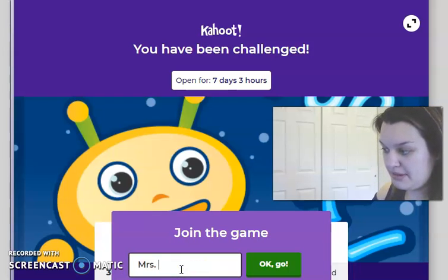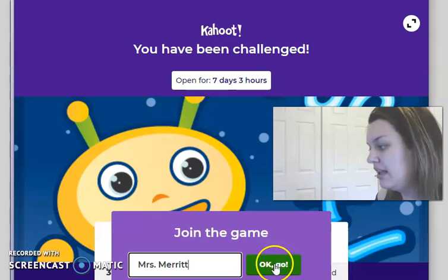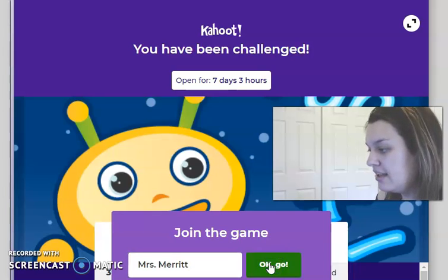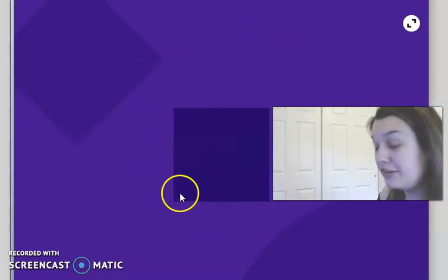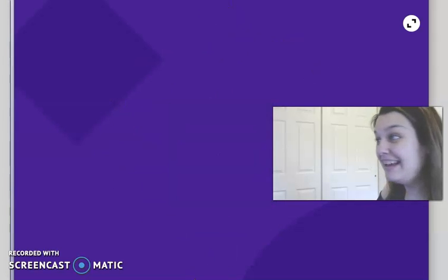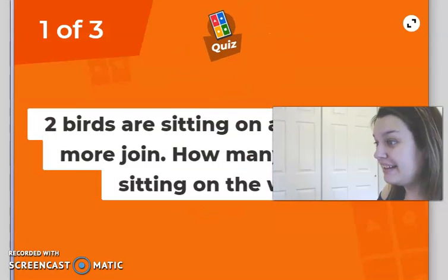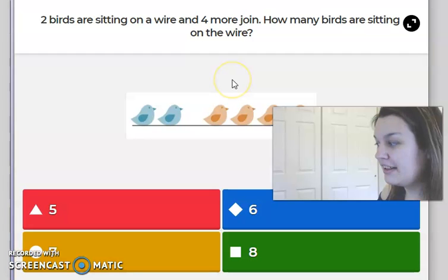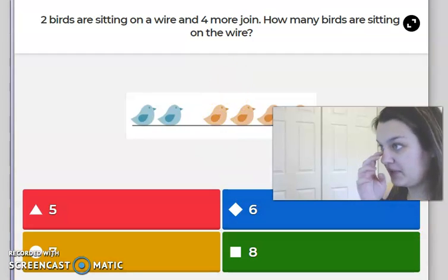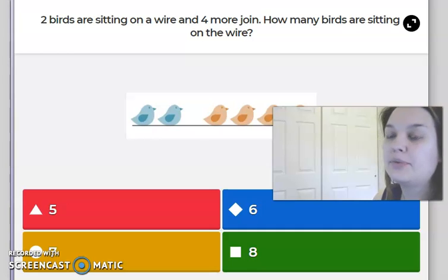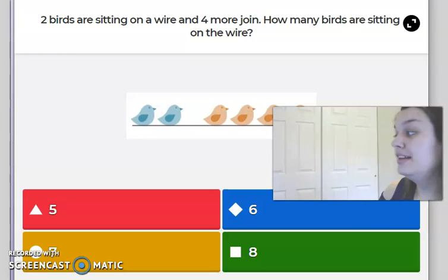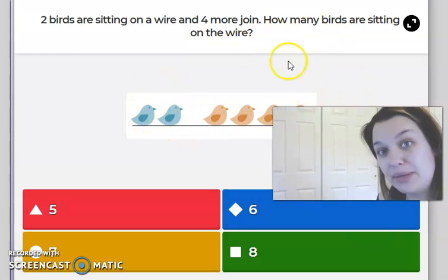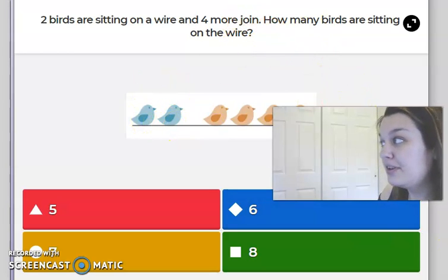And you can play this Kahoot. So remember, you got to type your name. And then you're all ready to go. And it's going to give you all the questions. Okay? So it says 2 birds are sitting on a wire and 4 more join. How many are sitting on the wire? So you have to figure out how many birds we have. There's lots of different questions.